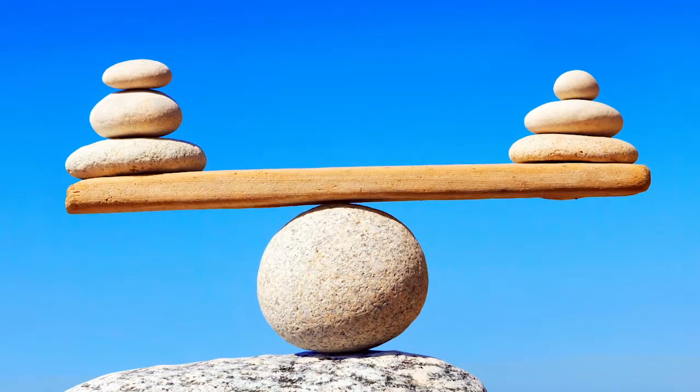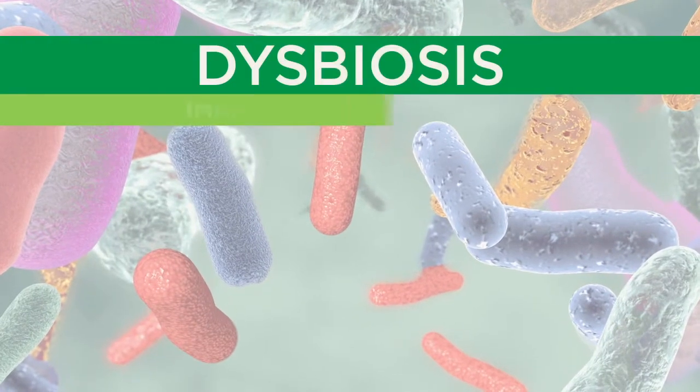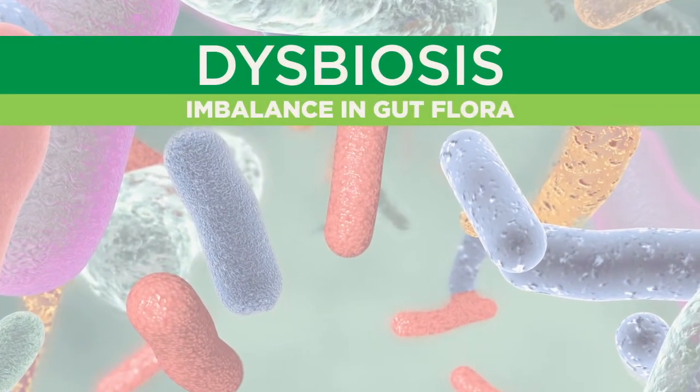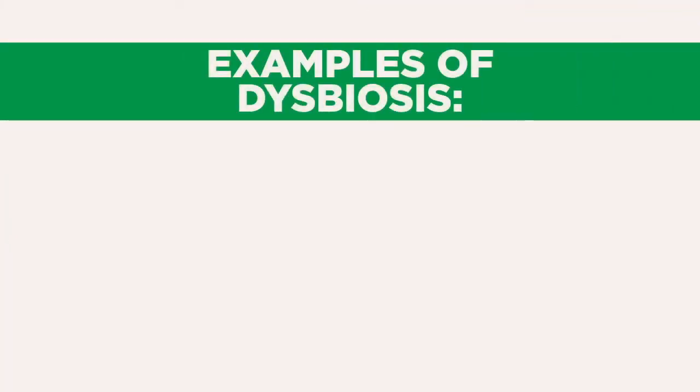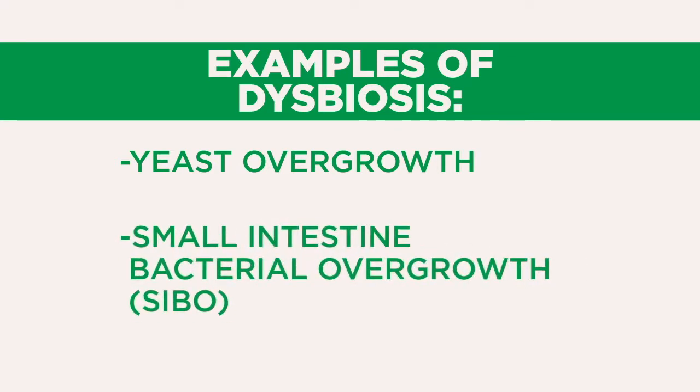I mentioned earlier that we want to have a balance in the gut microbiome. Dysbiosis can happen or form, and that's really an imbalance in the gut flora. That can be too many or too little bacteria, too many or too little yeast. There can be protozoa that are present. Classic examples of dysbiosis are conditions like yeast overgrowth. There's also SIBO, which stands for small intestine bacterial overgrowth. And really when it comes to dysbiosis, you want to restore balance back into the microbiome.